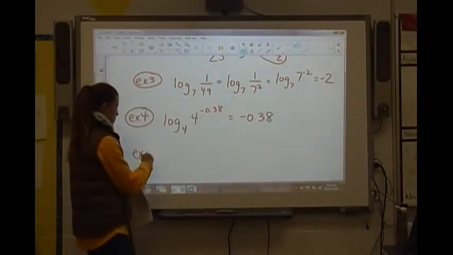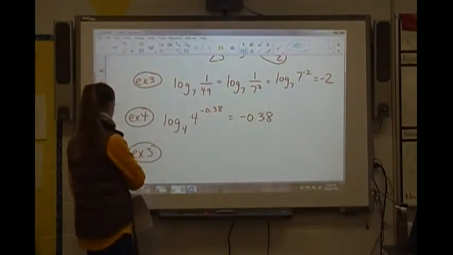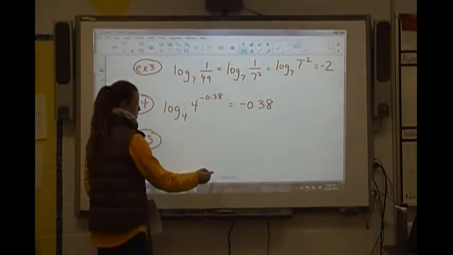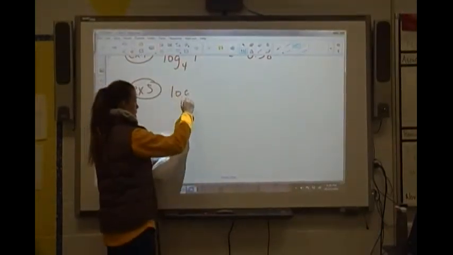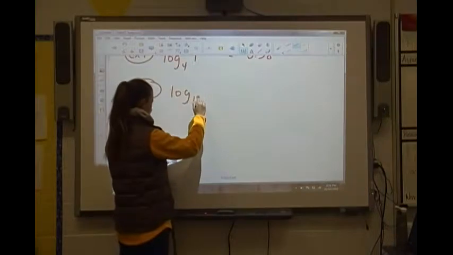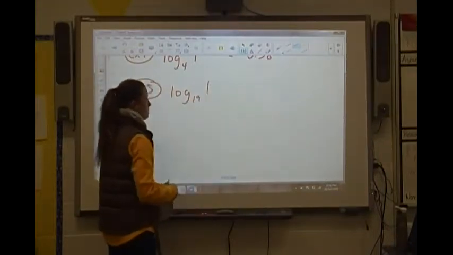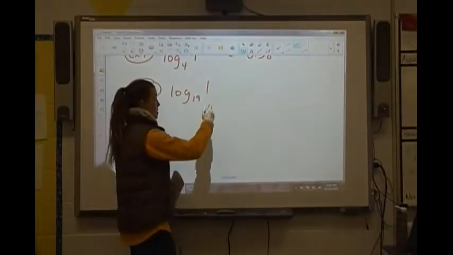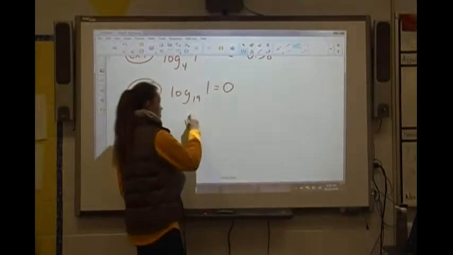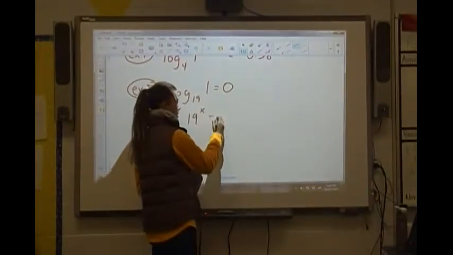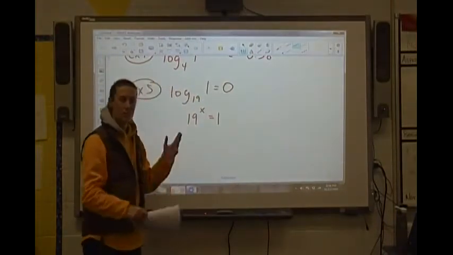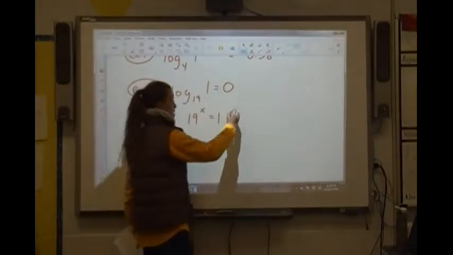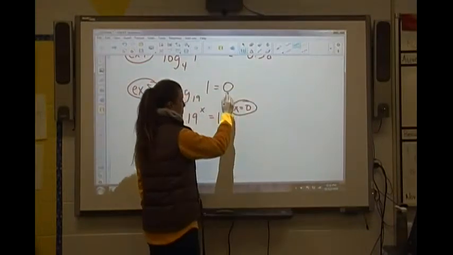Next example, we're going to use a different property this time. So we're taking a look at log base 19 of 1. We know that anytime we have 1 here, our answer is always going to be 0. That was that first property we did. Because 19 to some power that equals 1, well, anything to the 0 power always equals 1. So x has to be 0.